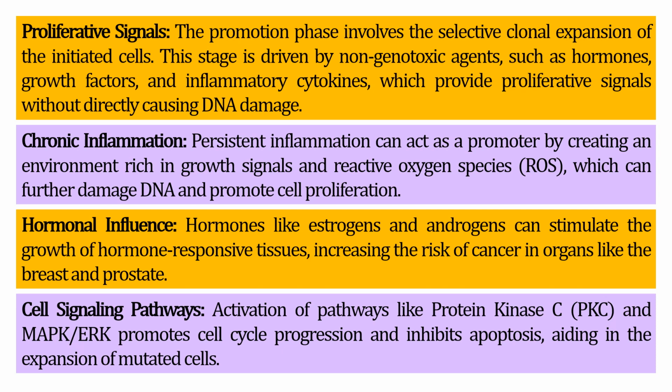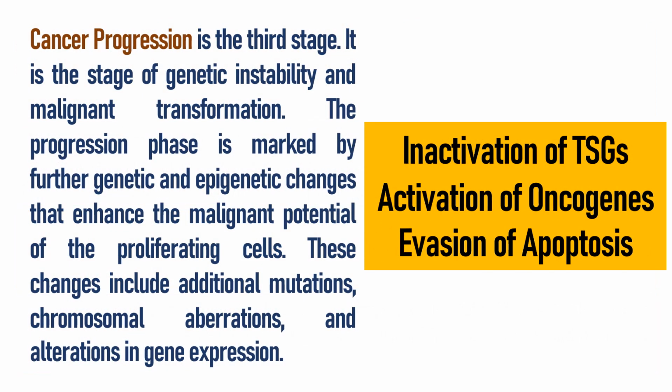Cell signaling pathways. Activation of pathways like PKC and MAPK promotes cell cycle progression and inhibits apoptosis, aiding in the expansion of mutated cells. Cancer progression is the third stage. It is the stage of genetic instability and malignant transformation.